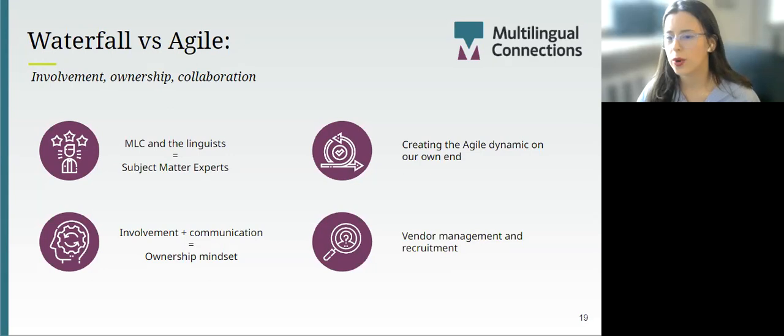Of course, the eagerness of our clients to treat us as a subject matter expert is also a key element here. But we can see that agile by nature, because of its process, demands all stakeholders and subject matter experts to be involved and to be treated as subject matter experts to be successful, if the process really aims to be an agile one. And of course, this enabled us creating such an agile dynamic on our end as well.